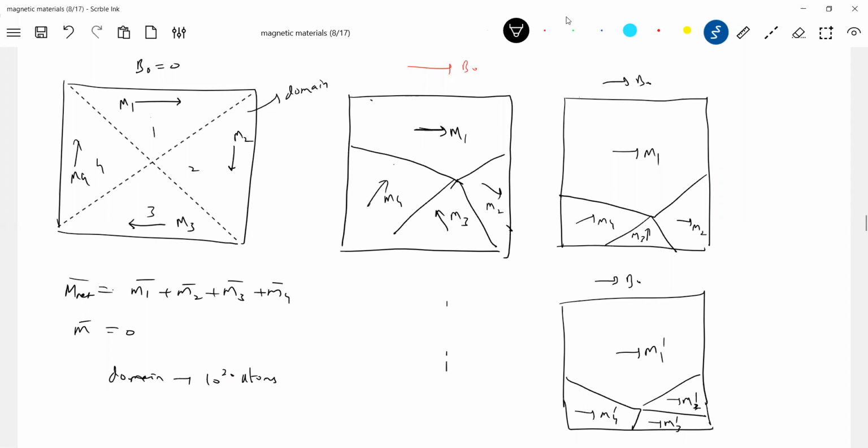And each atom will have a dipole moment. What is the dipole moment? Both the orbital as well as spin, put everything together. So why is there no magnetic field in a ferromagnetic substance initially? Because the net dipole moment of each domain, the algebraic sum of that, will cancel out.